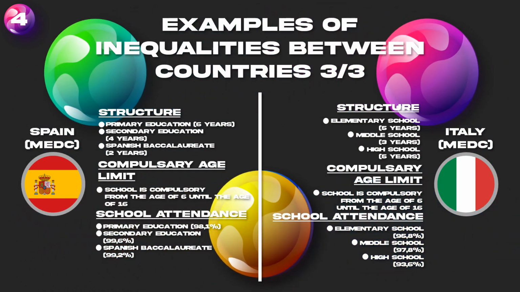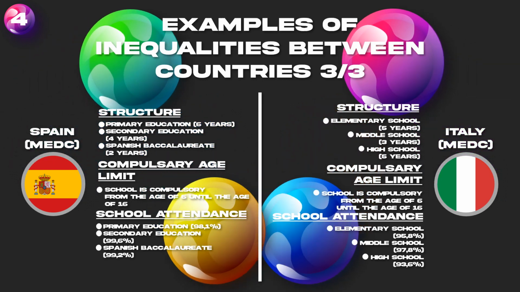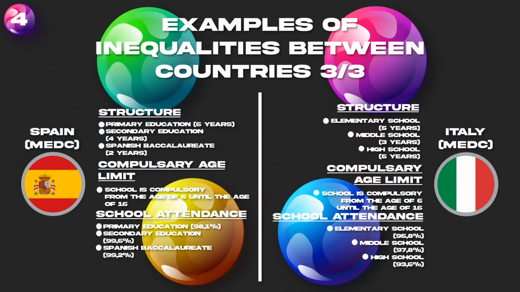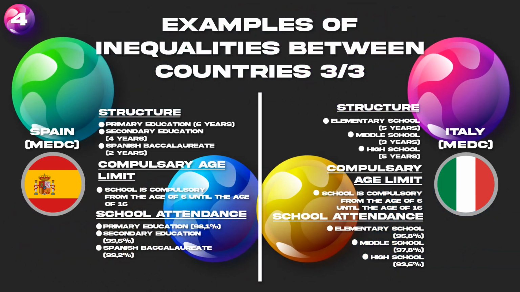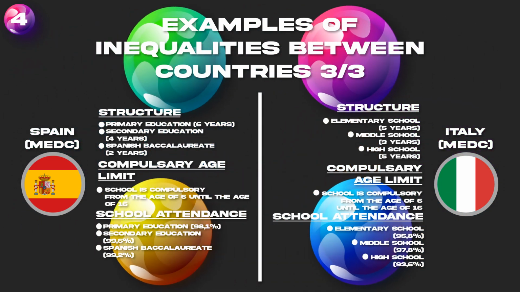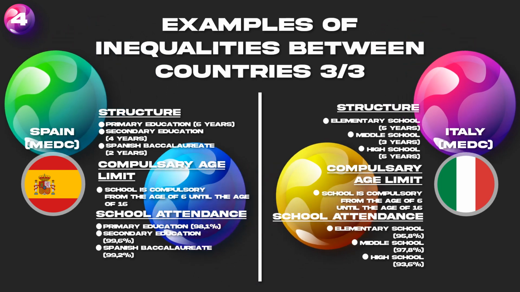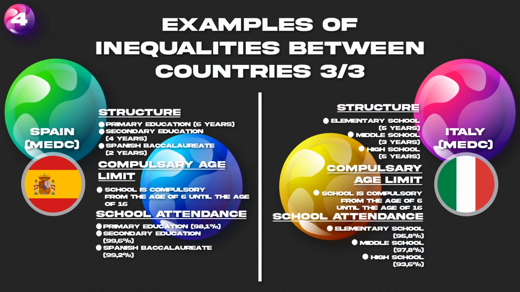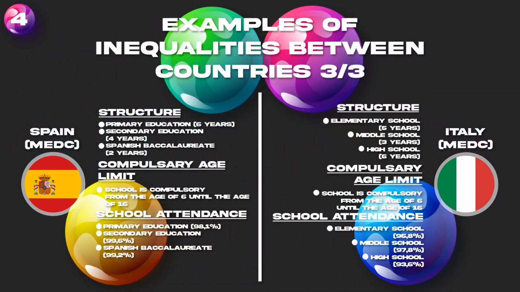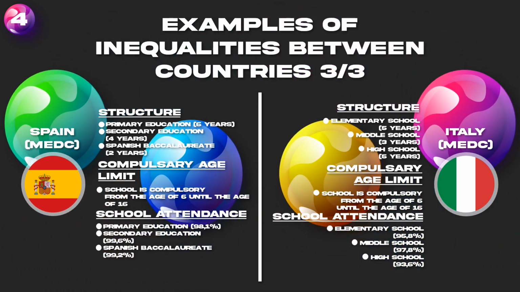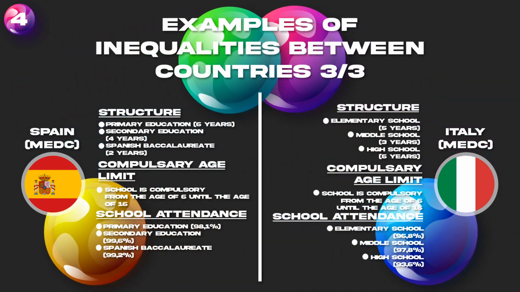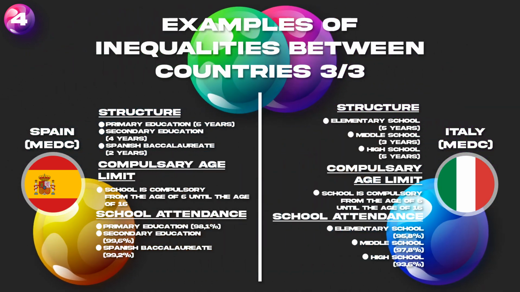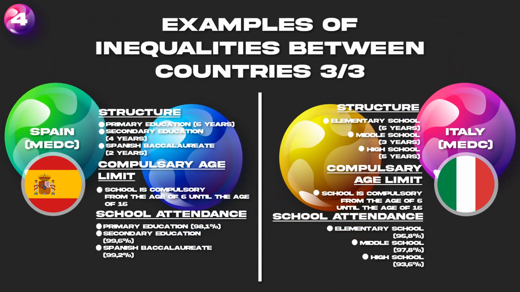But the school attendance is a little bit less in Italy than in Spain, with 95.8% in elementary school as opposed to 98.1% in Spain. In middle school, the attendance is 97.8% in opposition to 99.6%. And in high school, it is 93.6% in opposition to 99.2% in Spain.